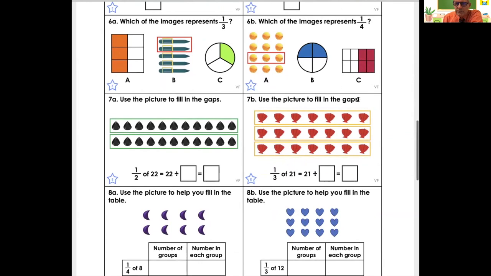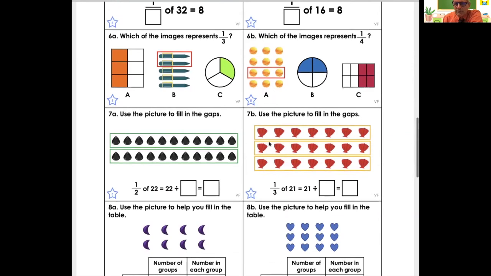Use a picture to fill in the gaps. There are 3 groups of 7. So 1 out of 3 equals 21 divided by 3 equals 7. Well, have a go. Good luck.